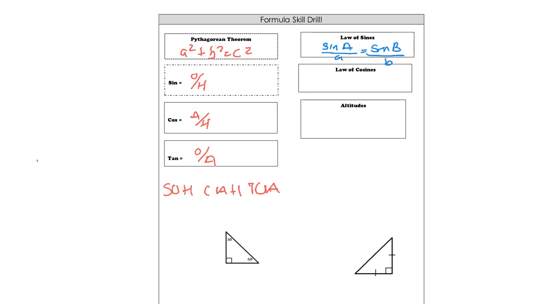Law of cosines. This is the hard one. I'd say use a star. The important side squared equals the other 2 sides squared, kind of like Pythagorean theorem, minus 2 times the other 2 sides, times cosine of the important angle. Altitude formula. Leg 1 over altitude equals altitude over leg 2.